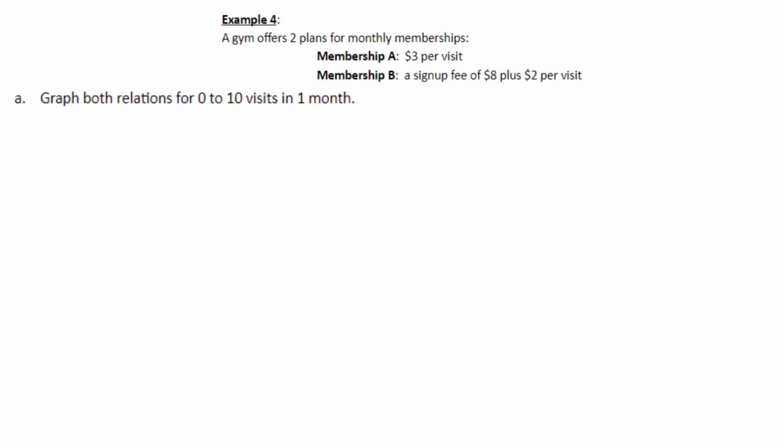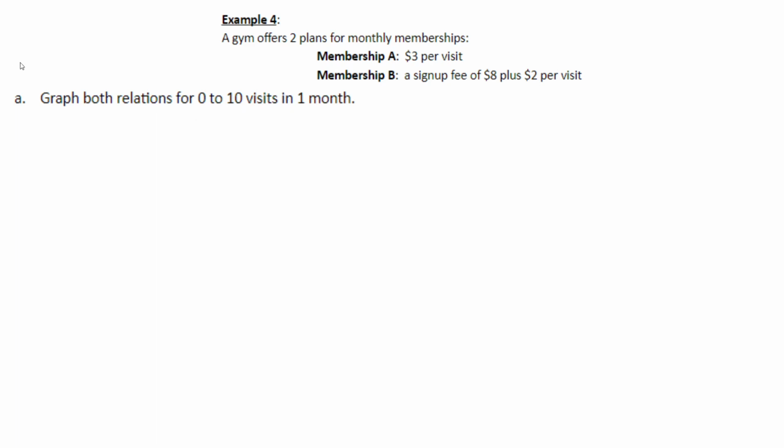For example number 4, a gym is offering 2 plans for monthly memberships. Membership A features a cost of $3 per visit. Membership B, however, has a sign-up fee of $8, or a fixed cost, plus $2 for every visit. So we want to graph both of these relations for 0 to 10 visits in 1 month.